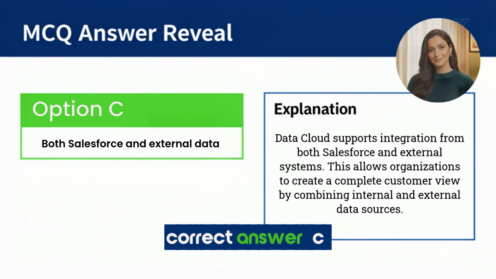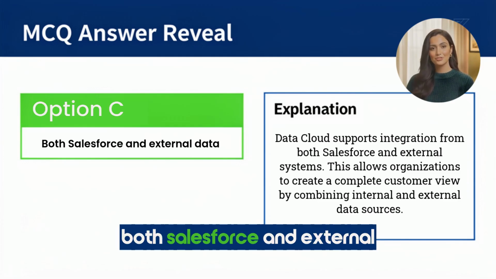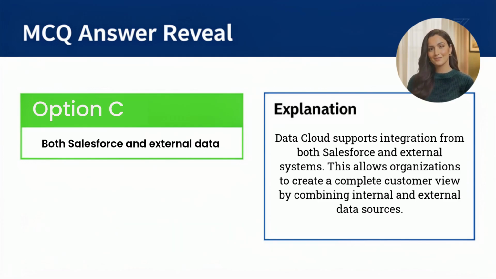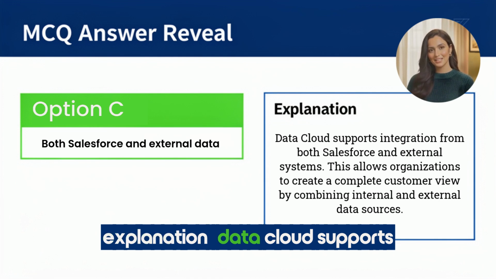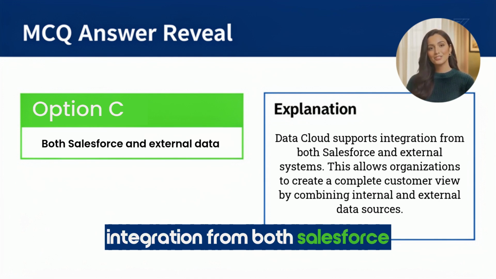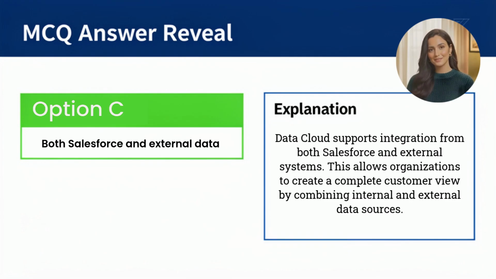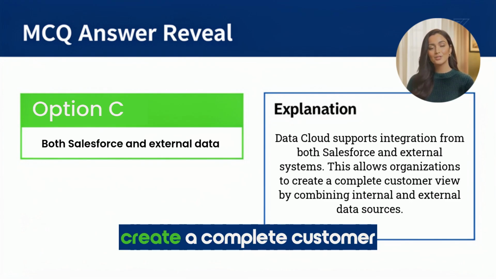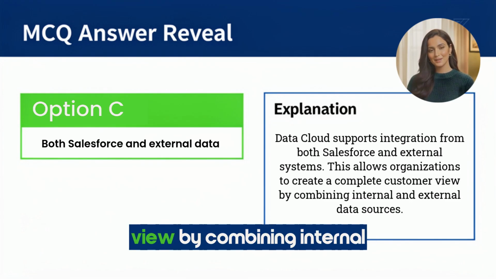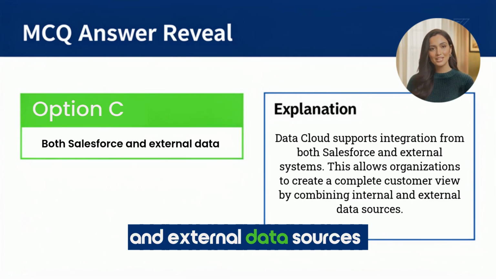Correct answer: C. Both Salesforce and external data. Explanation: Data Cloud supports integration from both Salesforce and external systems. This allows organizations to create a complete customer view by combining internal and external data sources.